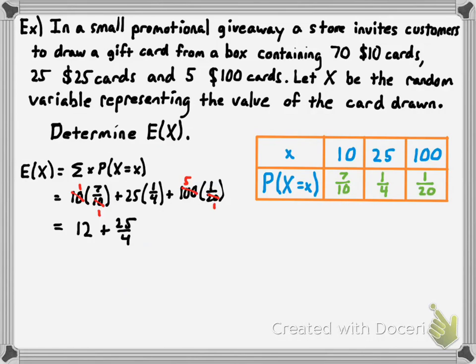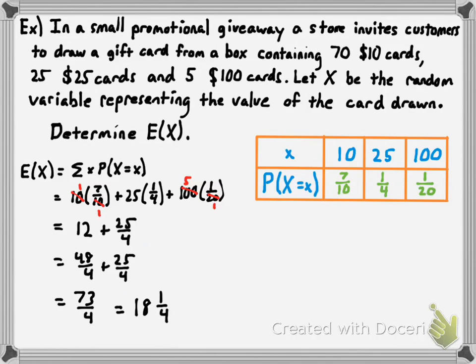And that's the same thing as 48/4 plus 25/4, so 73/4. And if we write that as a mixed number, as I said, expected values often are written, then that's going to give us 18 1/4.